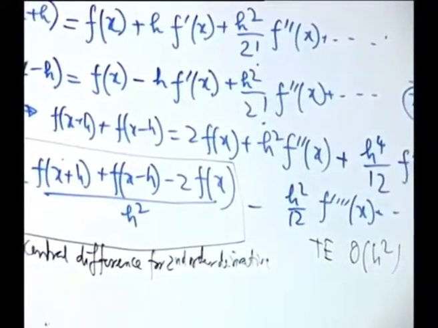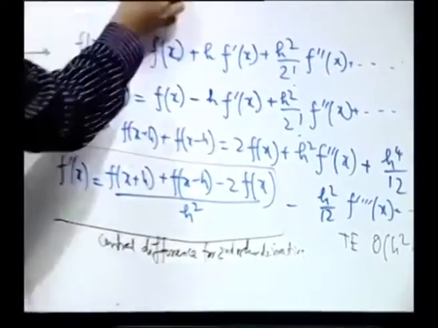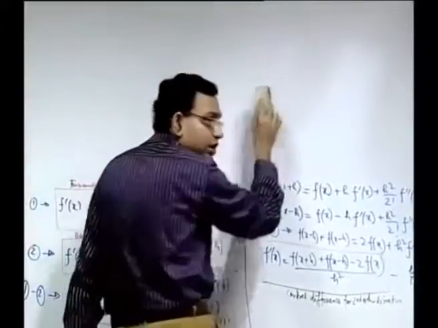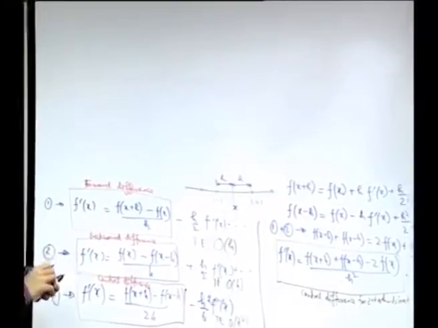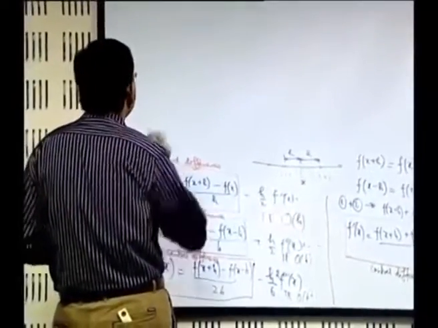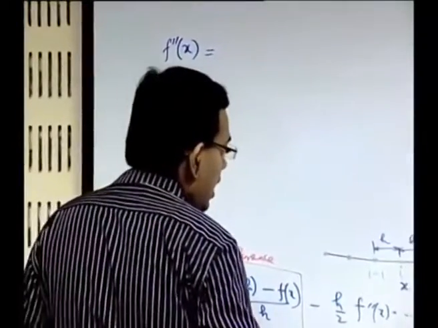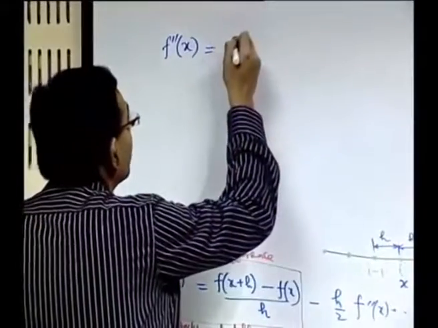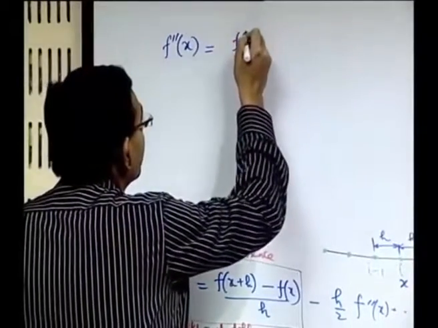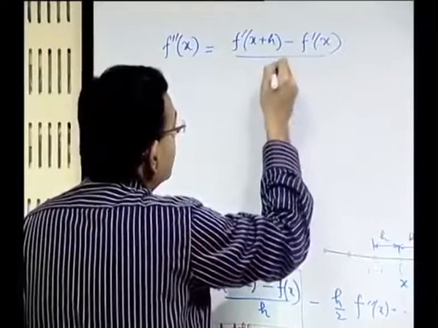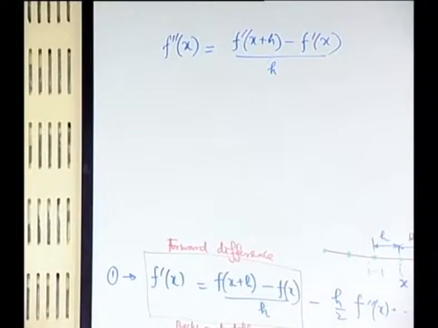You can also express the second order derivative in terms of differences in the first order derivative. For example, you can write f double dash x as f dash x plus h minus f dash x divided by h. What formula is this one? Which difference: forward difference, backward difference or central difference? This is forward difference, right?